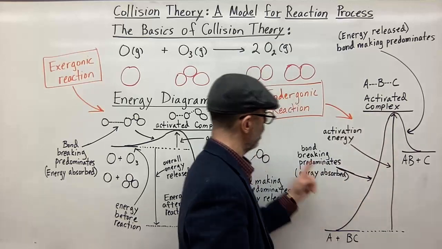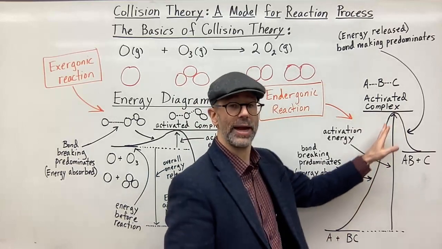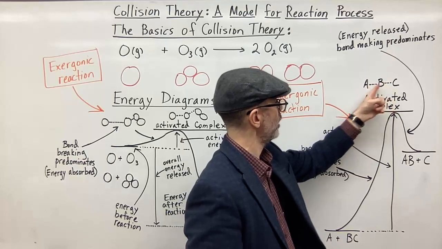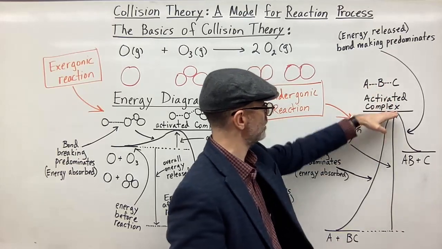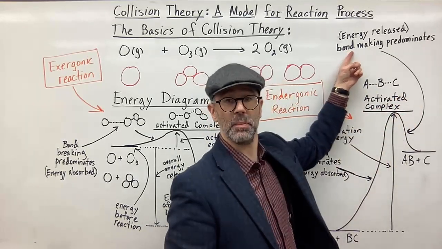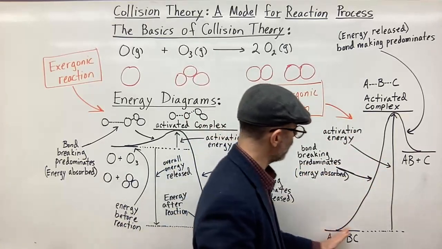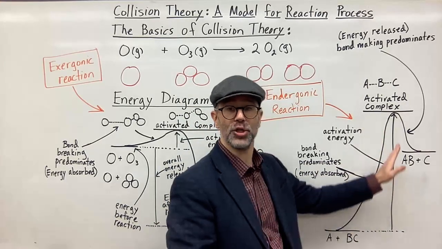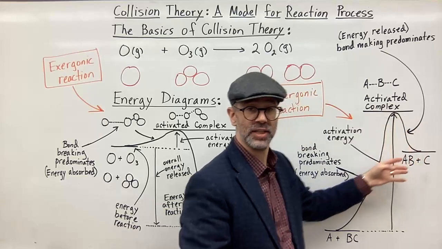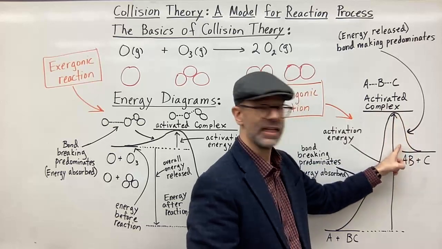So again, here, the bond breaking predominates. So in this case, it takes a lot more energy to break bonds to get to the activation energy. So here, now that you're at the activated complex, now you can go downhill. This is where the bond making predominates. So bond making, remember, releases energy. So look at the amount of energy that is needed to be absorbed during the bond breaking process relative to the bond making process. So more energy is needed to break bonds than energy released in the making of bonds.